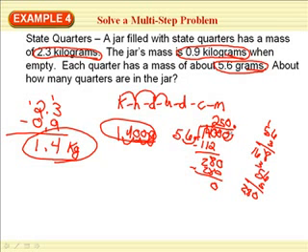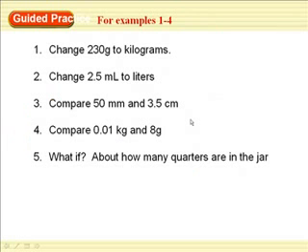So it would be 250 quarters is how many you would have in there. And you could take it a step farther and figure out how much money is 250 quarters. And you could divide that by 4, because there's 4 quarters in a dollar, and that'll tell you how many dollars you got. All right, so let's look at some guided practice.